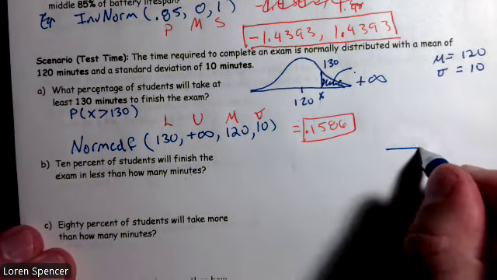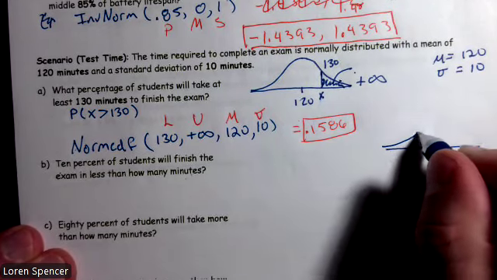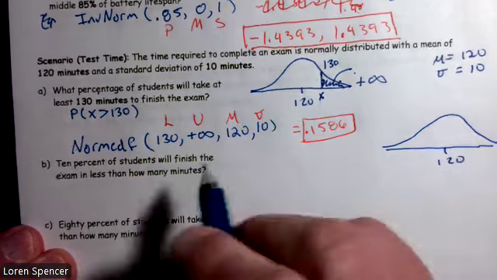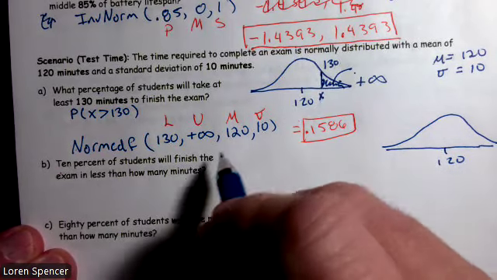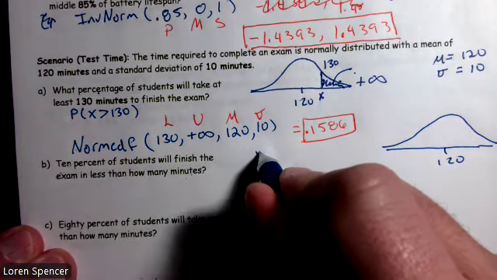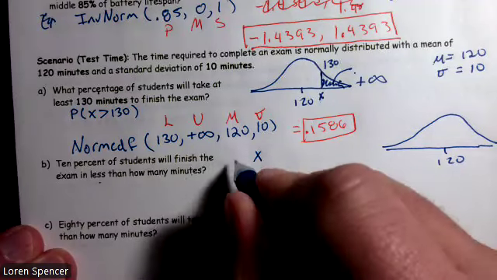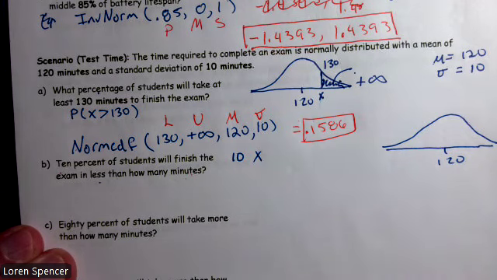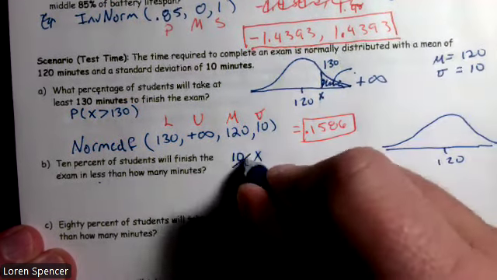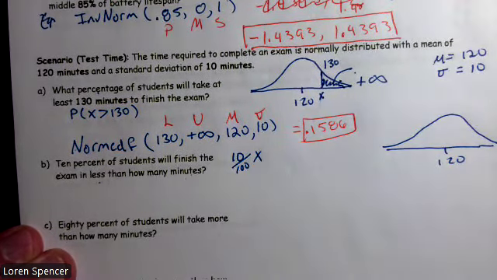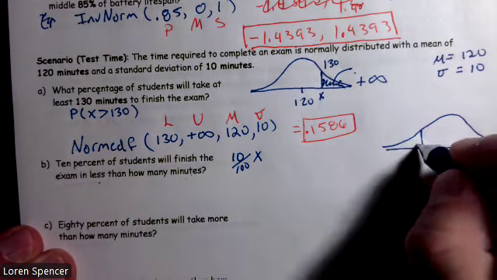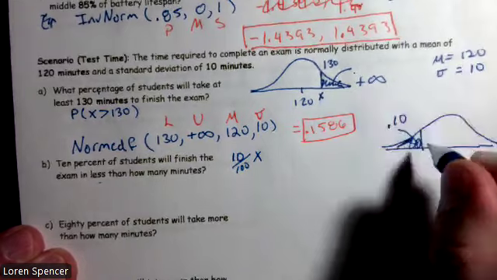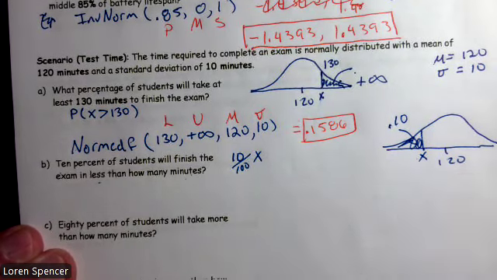My mean is 120. Anytime they give me a percent, I always put an X and I go, oh, less. All right. So that means the 10 is down here because it's less. And remember, we're always dividing percentages by 100. So this is the area I'm looking for, 0.10, and I'm looking for this X value.